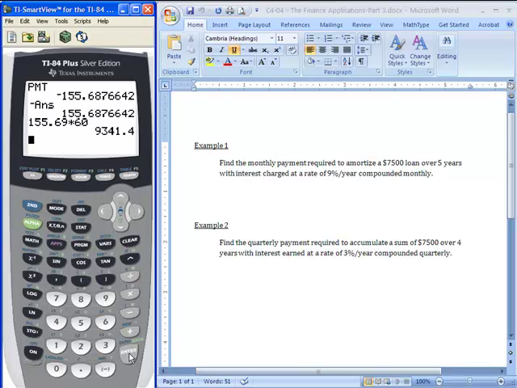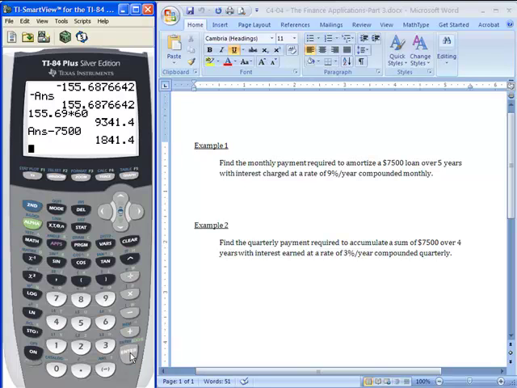We've paid a total of $9,341.40. $7,500 was the loan that we owed. So we can subtract 7,500 from that previous answer. And we'll press enter. And we find out that we paid $1,841.40 in interest doing that.